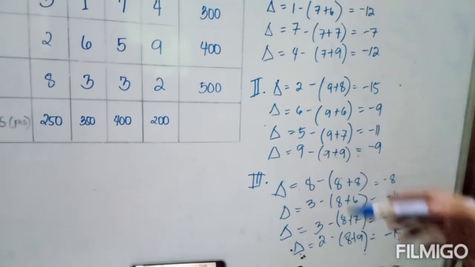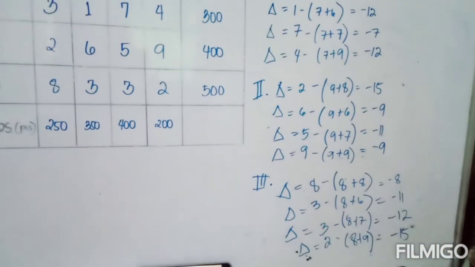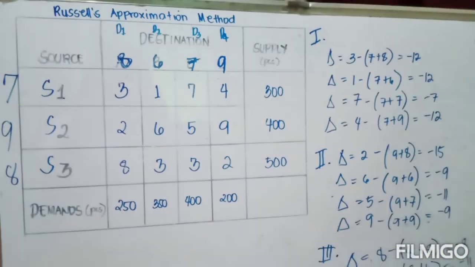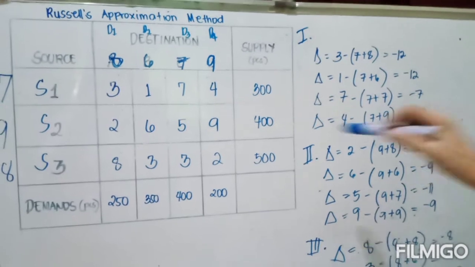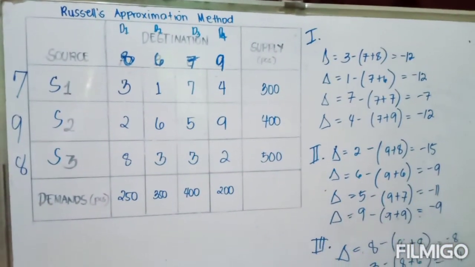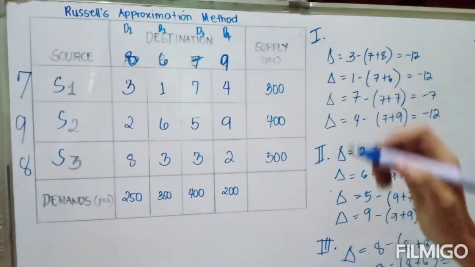So this would be under step 3. So we're just gonna put the value of this cost right here so that you can understand.